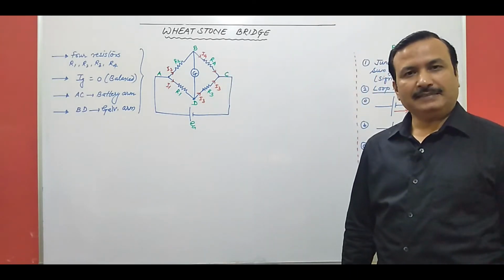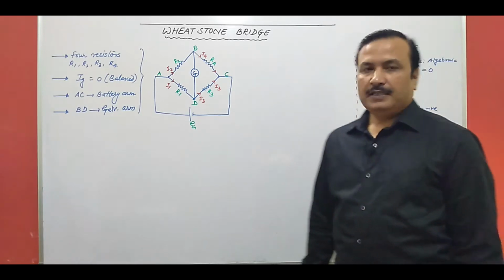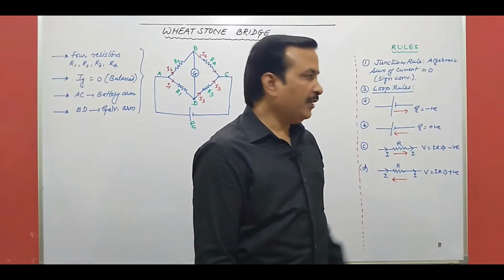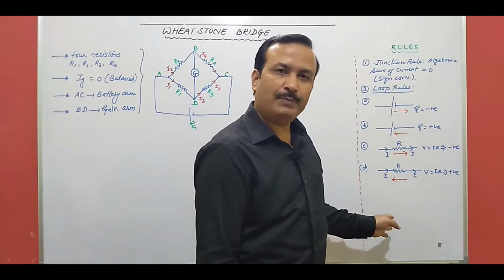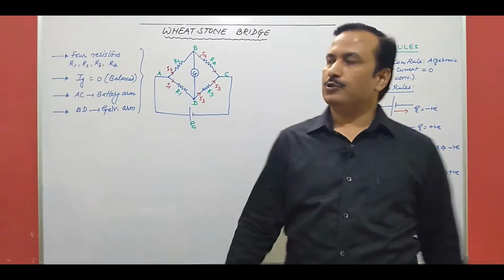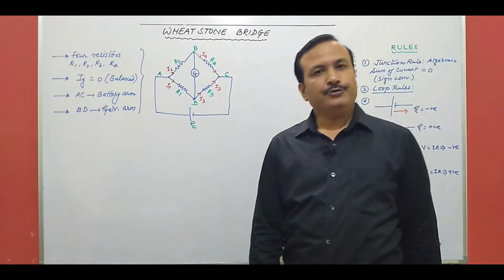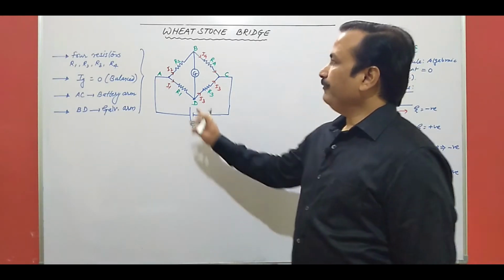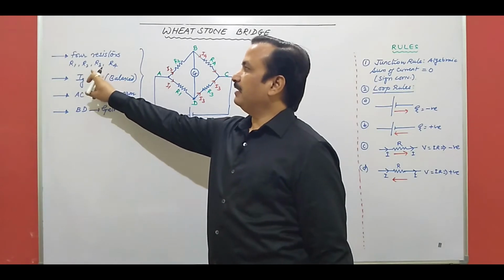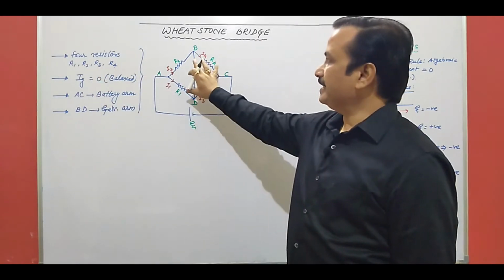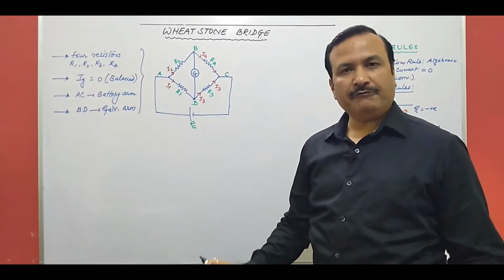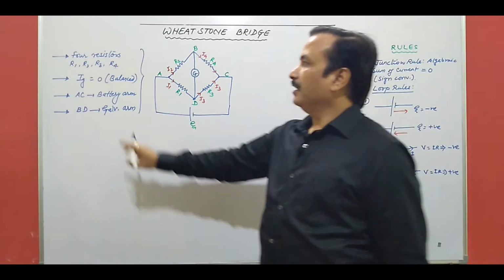Again it is under current electricity. The rules which we have seen in the previous video, these are the rules given by Kirchhoff. These rules are also used here in Wheatstone Bridge. Few things you need to take care here. We are taking 4 resistors R1, R2, R3 and R4 arranged like this. They can have any values, right?